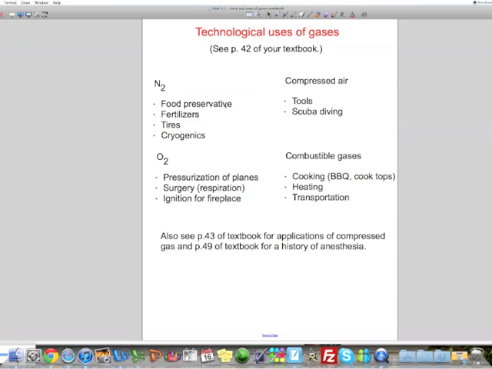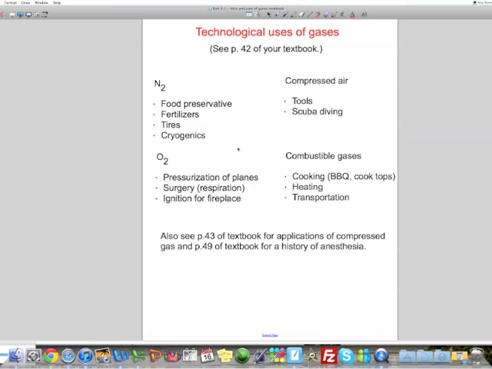So nitrogen can be used as a food preservative. Rather than putting air, since bacteria need oxygen in order to oxidize the food and basically make it go to waste, by putting nitrogen instead of normal regular air, you're slowing down that process. Nitrogen can be used as a fertilizer. In tires as well, when it's cold and hot, the pressure will not change as much with nitrogen as it will with normal, regular air.